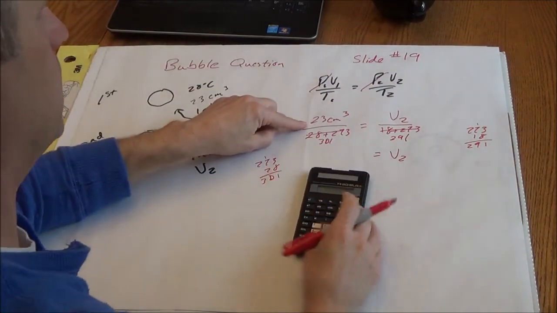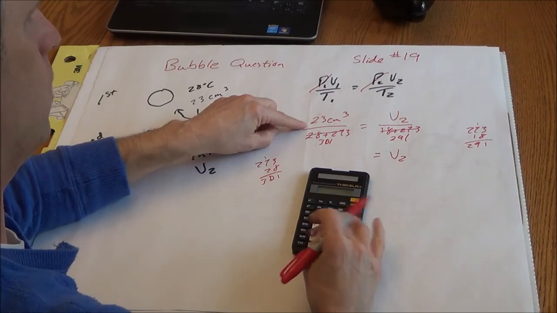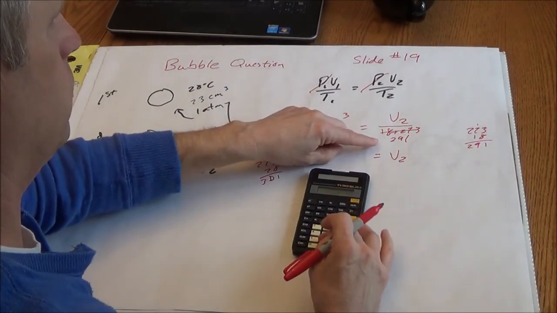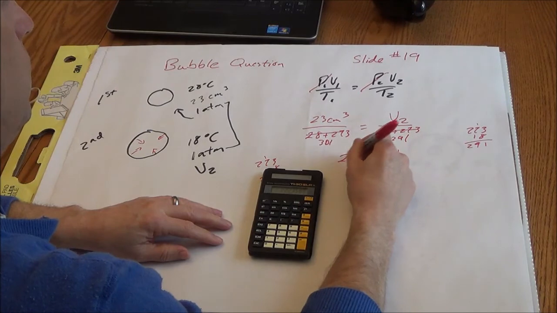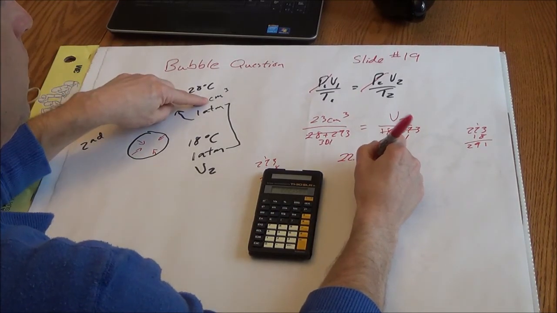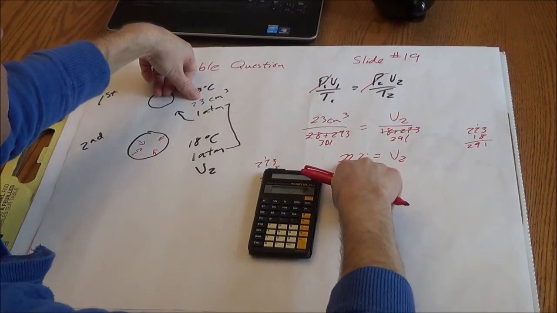So, how would I do the algebra? I'm going to solve this side by taking 23 and dividing it by 301. And I'm going to multiply to pull it over by 291. And the balloon shrank to 22.2 centimeters cubed. We could also call that a milliliter. So it went from 23 to 22.2.